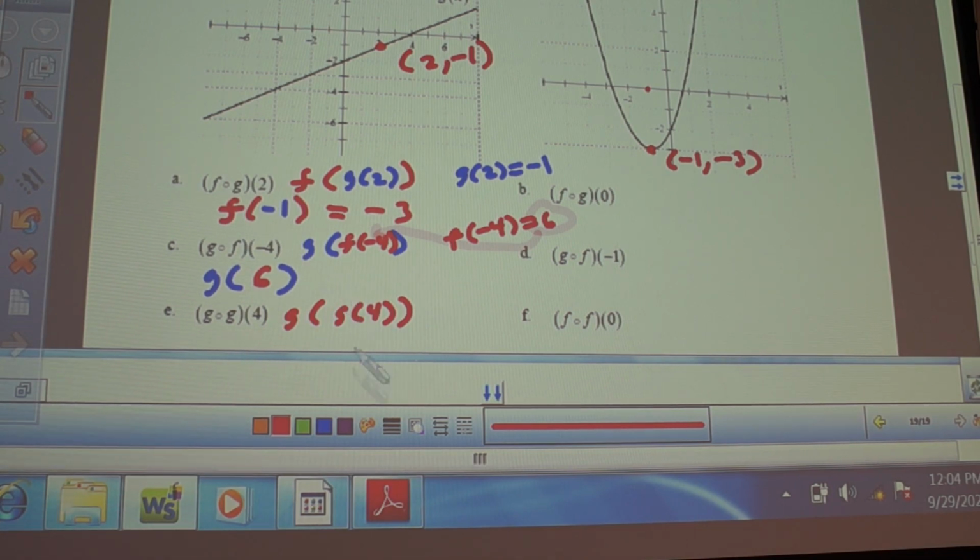So then G of 6, I go over to G. Which one's G? Here's G. 6, there it is, boom, right there. 1.